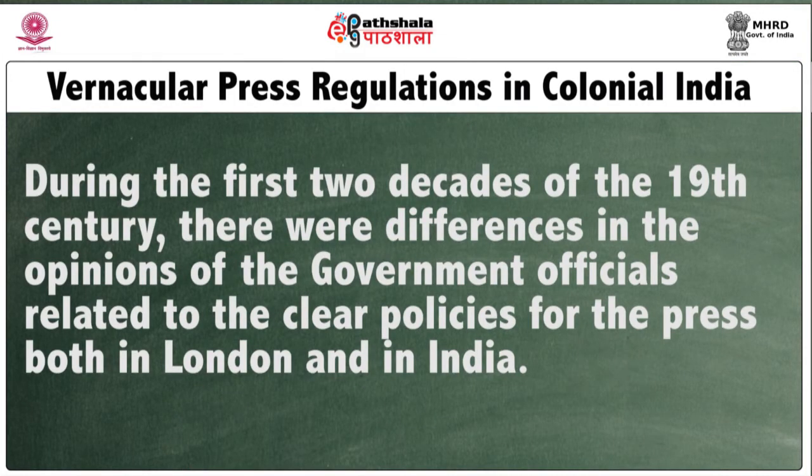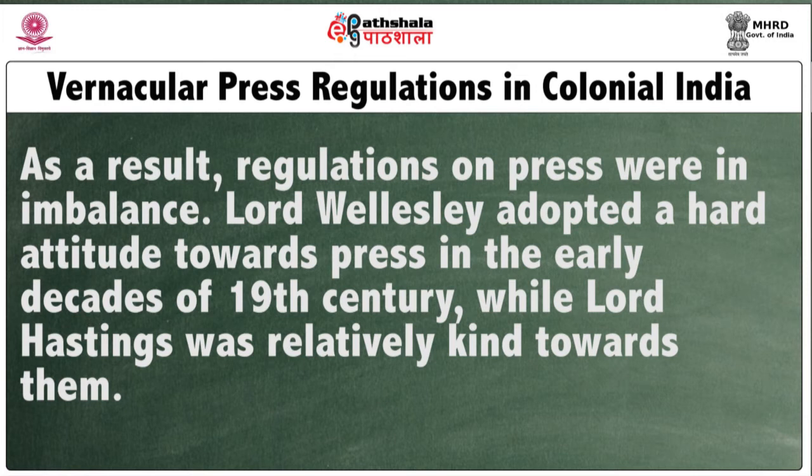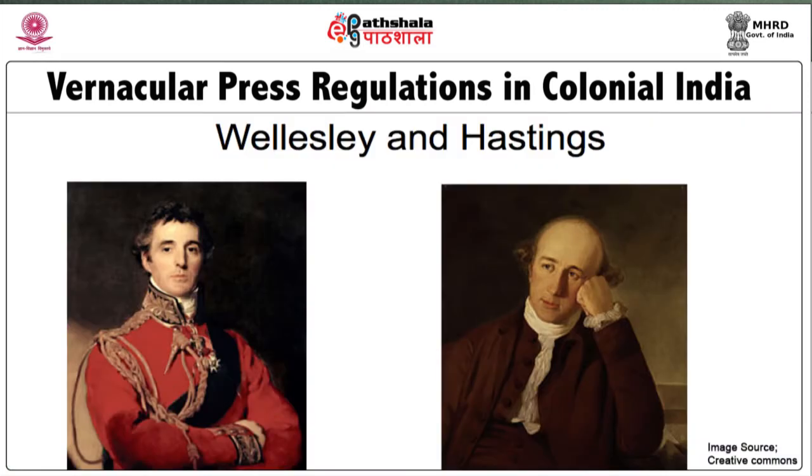During the first two decades of the 19th century, there were differences in the opinions of the government officials related to the clear policies for the press, both in London and in India. As a result, regulations on press were in imbalance. Lord Wellesley adopted a hard attitude towards press in the early decades of the 19th century, while Lord Hastings was relatively kind towards them. This sort of warm and cold attitude continued towards the press.